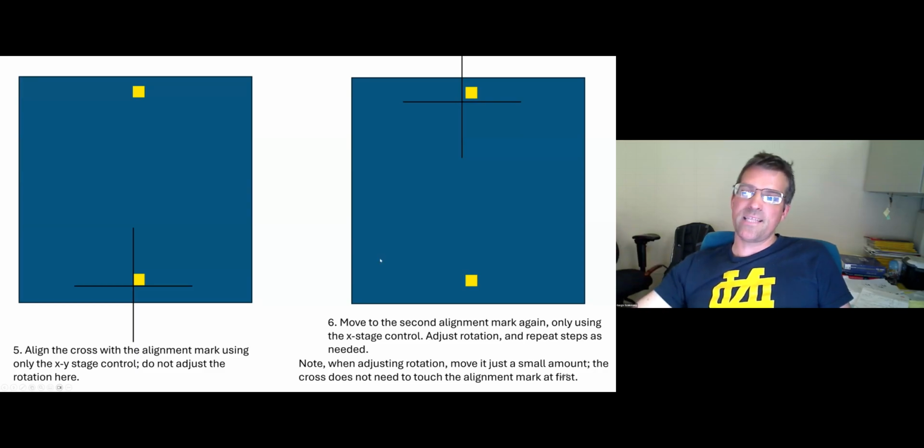If you repeat this, so that you only adjust rotation at this mark, and XY error on the other mark, within 2 or 3 iterations you can be very close, so that when you move between the 2 alignment marks, the edges of the alignment marks will overlap.